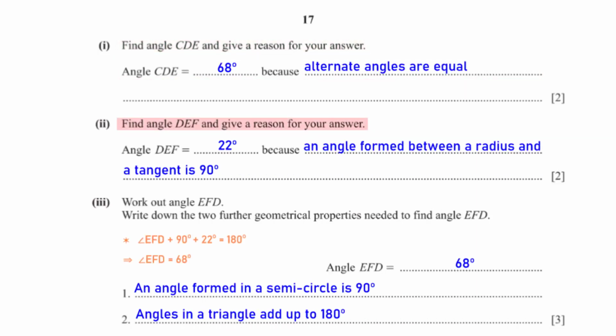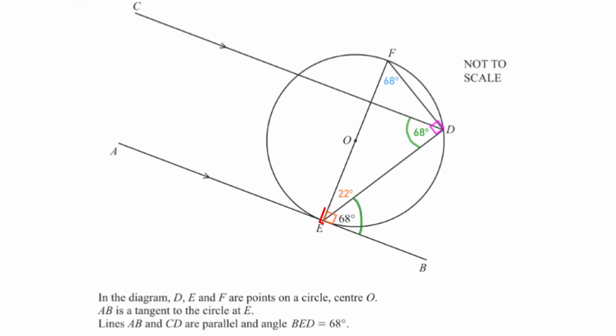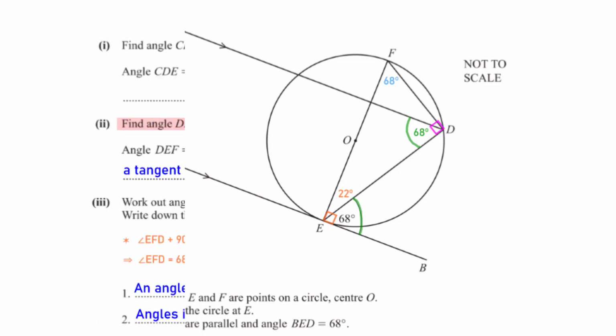Find angle DEF and give a reason for your answer. The angle formed between a radius and the tangent is 90 degrees. So to get angle DEF, we subtract 68 from 90, which gives us 22 degrees.